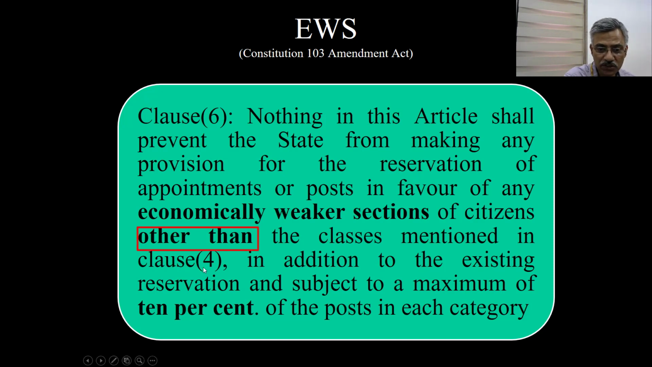So who is mentioned in the clause 4? As you know, clause 4 talks about reservation for scheduled caste, scheduled tribe and OBC. So other than clause 4, that means anybody who is neither SC nor ST nor OBC but he is poor, he will get reservation under economically weaker section. So a scheduled caste, scheduled tribe or an OBC who is poor will not get reservation under economically weaker sections. Only somebody who is neither an SC nor ST nor OBC.